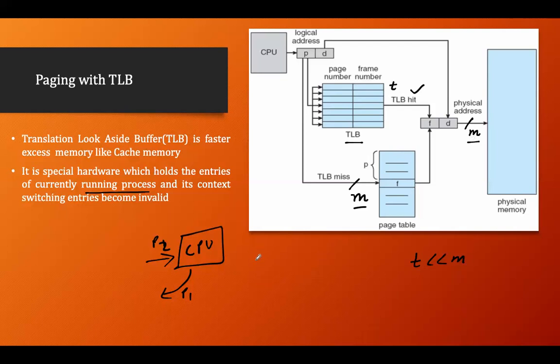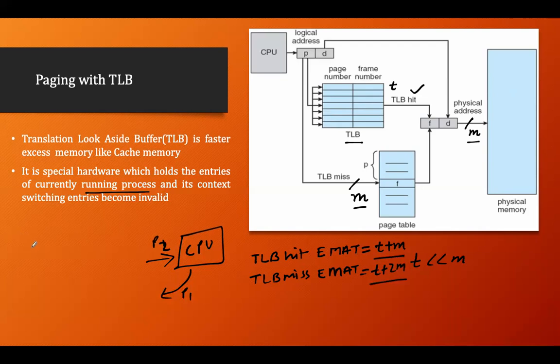So if there is a TLB hit, what is the effective memory access time? The effective memory access time will be T plus M, right? And if there is a TLB miss, what is the effective or average memory access time? T for searching here, plus M going here, and plus M going here. So it will be T plus 2M.